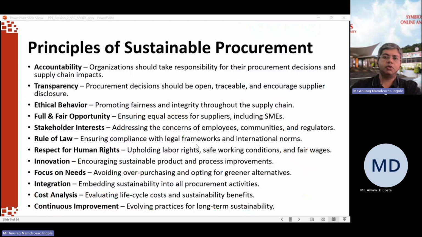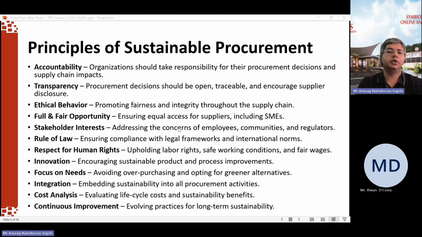There are some principles of sustainable procurement which we will go through, such as accountability. The organization should take responsibility for their procurement decisions and supply chain impacts. If an organization wants to move towards a sustainable supply chain, transforming their existing supply chain using some sustainability frameworks or guidelines, first it starts with accountability. We, as the employees of the organizations, have to take responsibility for the procurement decision and the supply chain impact that it is going to have.